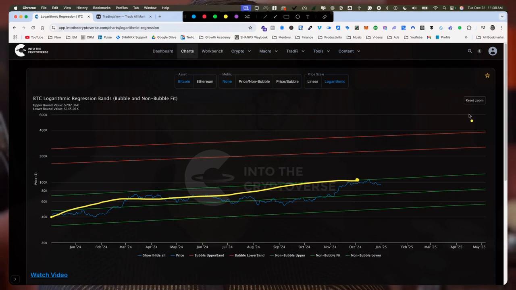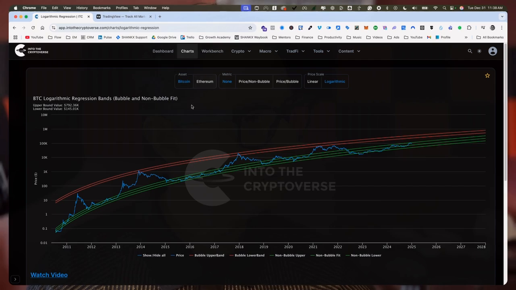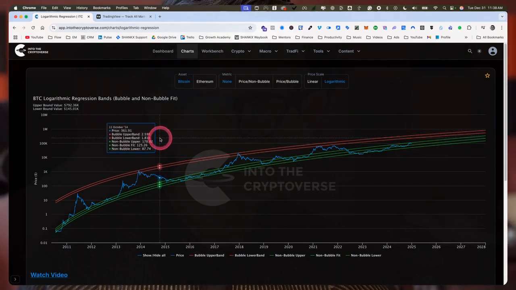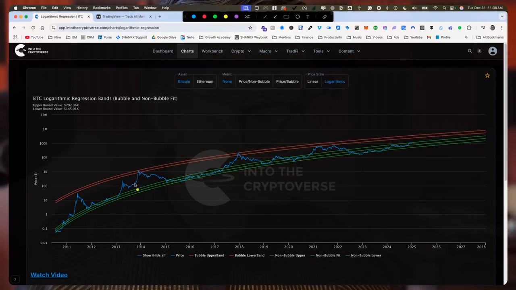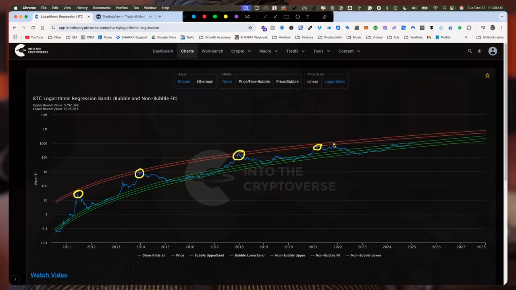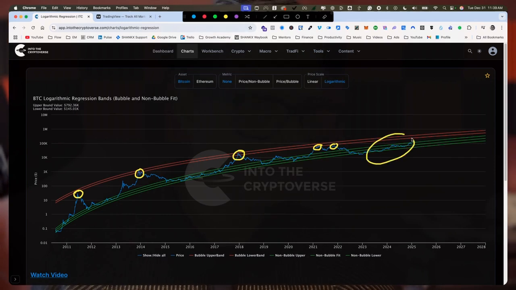And if we look at the past, the peak of the bull runs have always occurred when it touched this red line here, which is referred to as the upper bubble band. So we have touch points here with the upper band. And as you can see, that has not happened yet for the current bull run. Hasn't happened.